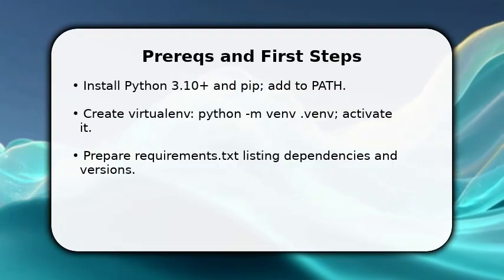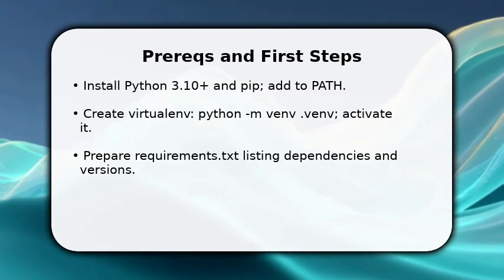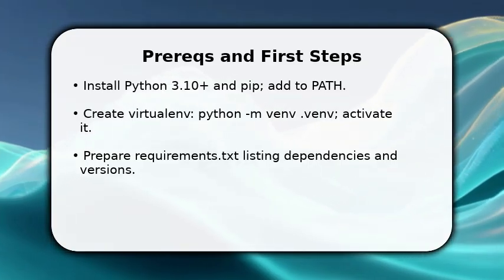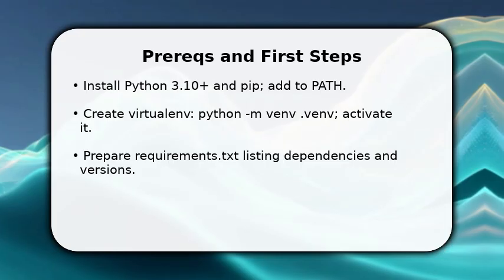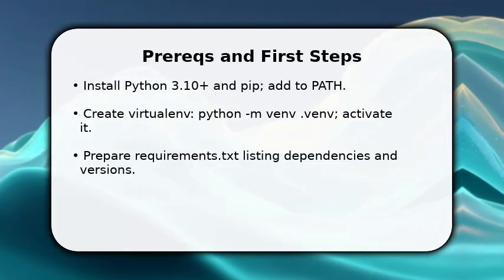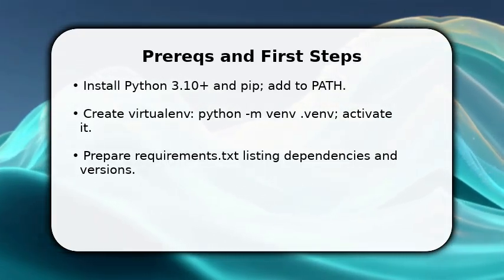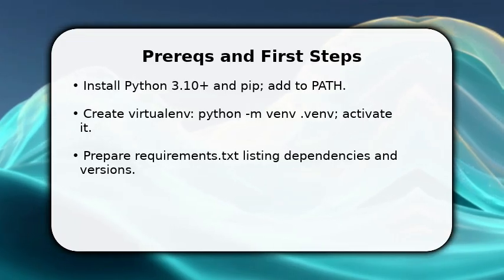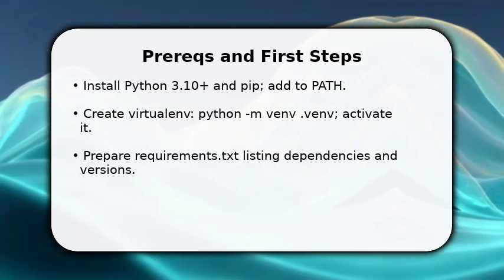You start by confirming Python and pip are installed and on path. Create and activate a virtual environment now so dependencies stay local. Next, generate a requirements.txt that pins exact versions. This guarantees reproducible installs offline.